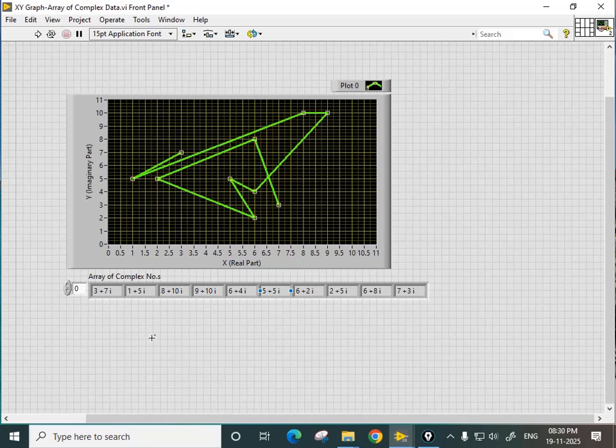The complex numbers cannot be plotted on the waveform graph because waveform graph allows only plotting of Y data with respect to the samples or time. So you cannot have unequal increments on the x-axis. You cannot plot imaginary parts on the y-axis. So that's why we have to use XY graph to plot complex numbers on the XY graph.